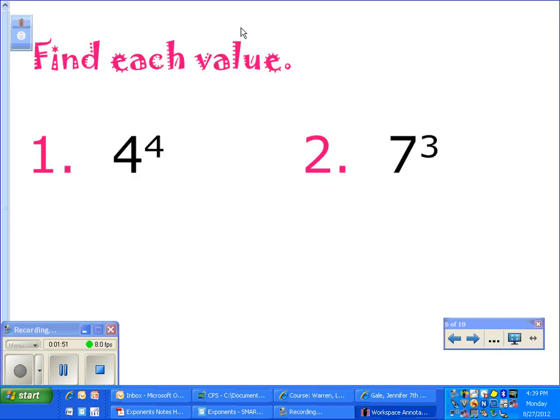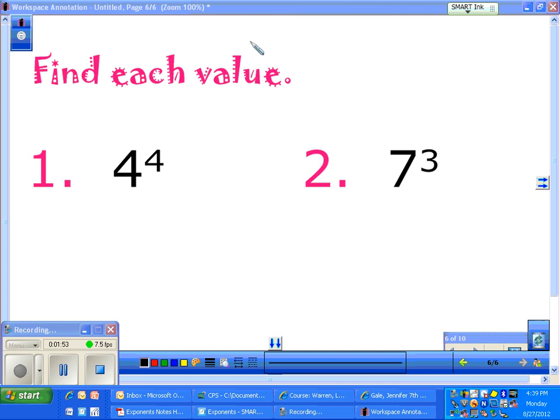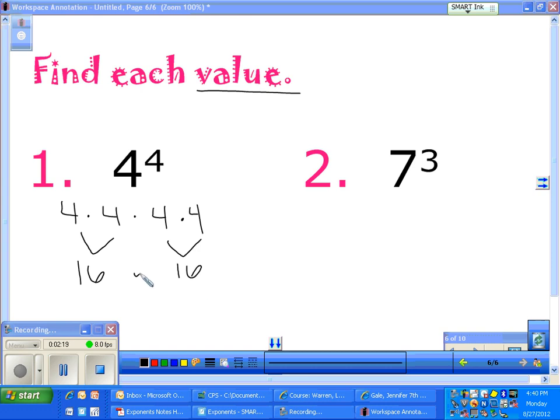Okay, when you have find each value, that means that you want to solve for this problem. You want to figure out what 4 to the 4th power is. So the first thing you want to do is to write out 4 times 4 times 4 times 4. Then you're going to do what you know from the top of your head. We know that 4 times 4 is 16. Again, we know that 4 times 4 is 16. So then you're going to multiply 16 times 16. And you can just do that using your double-digit multiples.